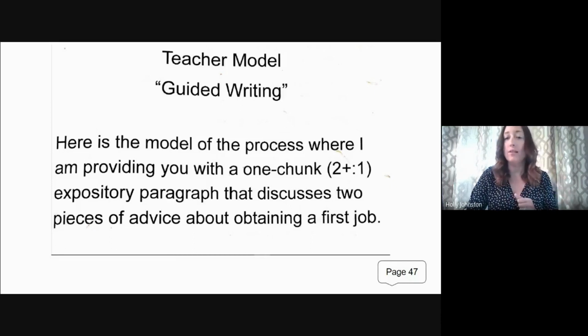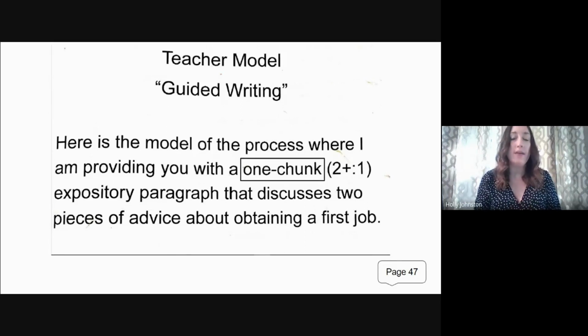Here's the model of the process where I'm providing you with a one-chunk 2+1 expository paragraph that discusses two pieces of advice about obtaining a first job. So what we are writing is right there for us right away. It's first of all one chunk. So with your black pen on page 47 in your participant materials, you are going to box one chunk.